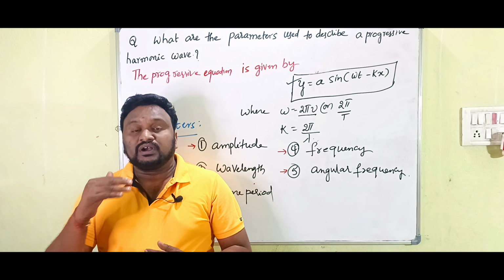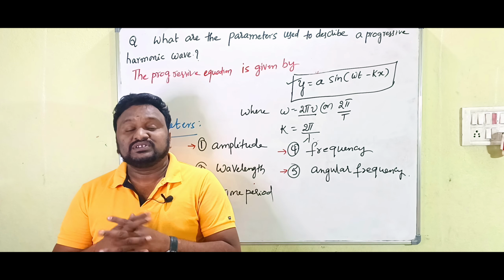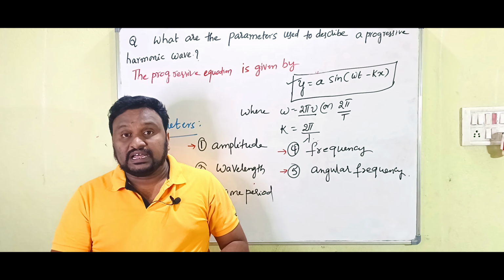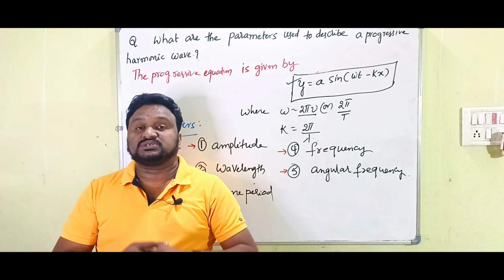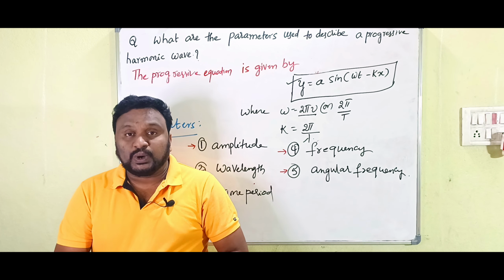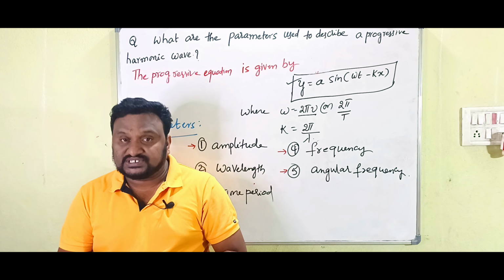The first thing is, what is a progressive wave? The wave which is generated from the source, that is moving in only the forward direction, and that should never come back to the source. That type of wave is called a progressive wave, and progressive waves are of two types: longitudinal waves and transverse waves.